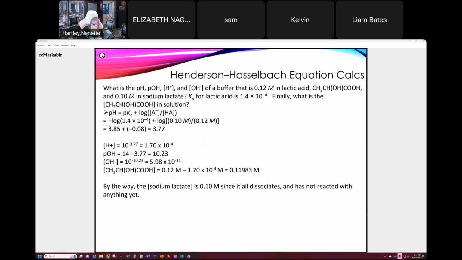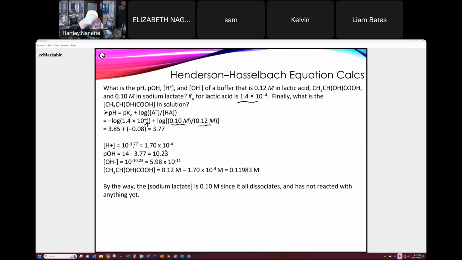Okay. So my pH is going to be equal to my pKa, which is the negative log of the Ka that I was given. That's what this is right here. Plus the log of the concentration of the base, the sodium lactate, so that's right there, over the acid, which was 0.12 molar. Okay? That gives me 3.77 when I go through all the happy math. All right. Now, the concentration of the H plus is equal to 10 to the negative pH. So I get 1.70 times 10 to the minus fourth.